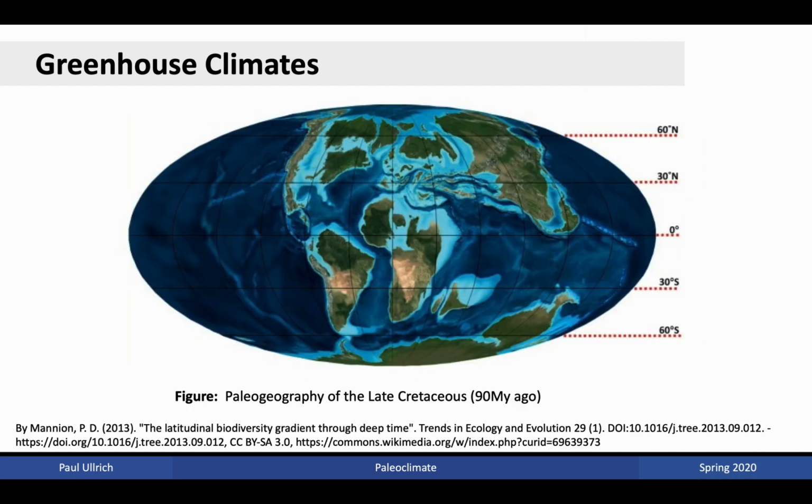Here's a map showing the paleogeography of the late Cretaceous, that is, 90 million years ago. Besides the fact that the continents have since moved around, what we see is that because of the higher sea level, much of the inland regions of these continents have been flooded and are replaced with inland seas.